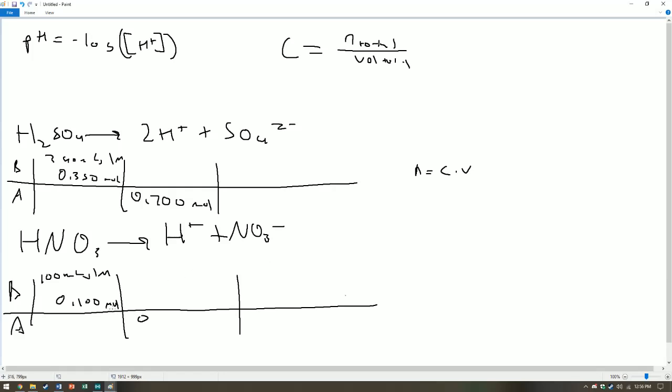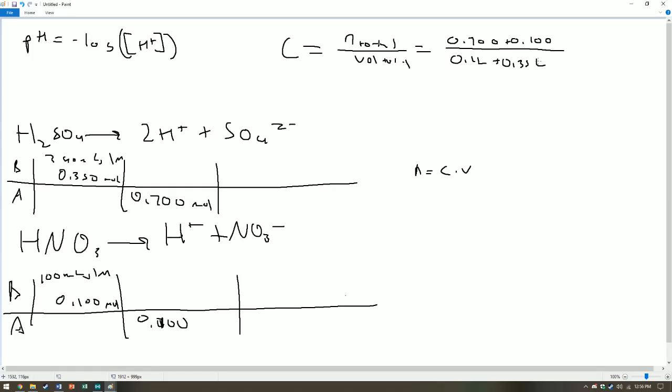Doing our mole ratios here, this is 2 to 1, so I doubled that. This is 1 to 1, so I keep it the same. 1, 0, 0. And the total moles of H plus in the new solution is 0.700 plus 0.100, since they both contribute H plus to the solution, it's the sum of their contributions. And the total volume is 0.1 liter plus 0.35 liters.